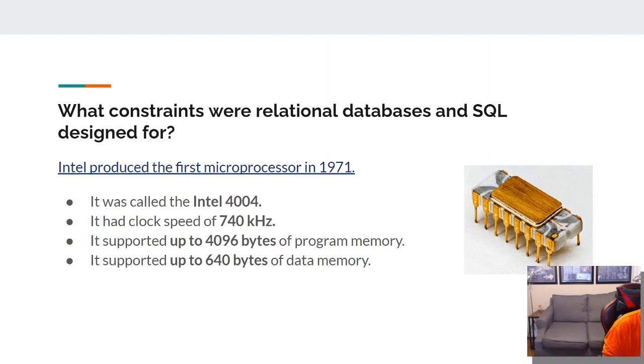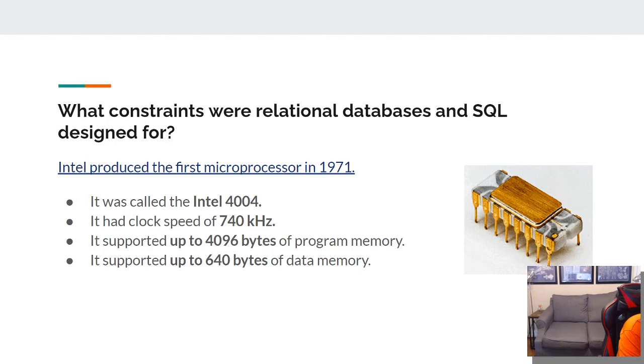So, things that matter around that time. Intel 4004, which is the first microprocessor, was first created by Intel, and it had a clock speed of 740 kilohertz, right? How fast is your CPU on your computer today? 4.8 gigahertz. Okay, so 4 gigahertz, how many times faster is that than 740 kilohertz?